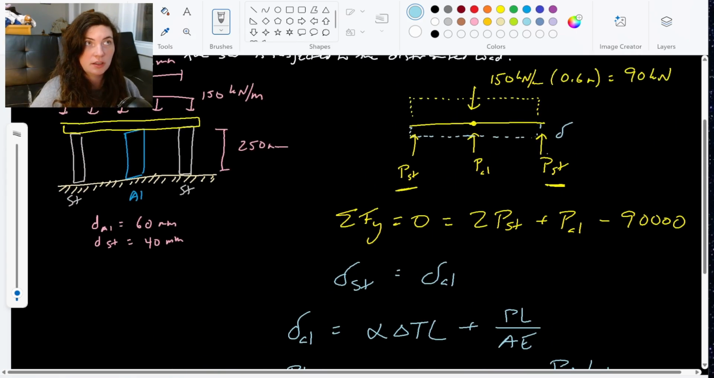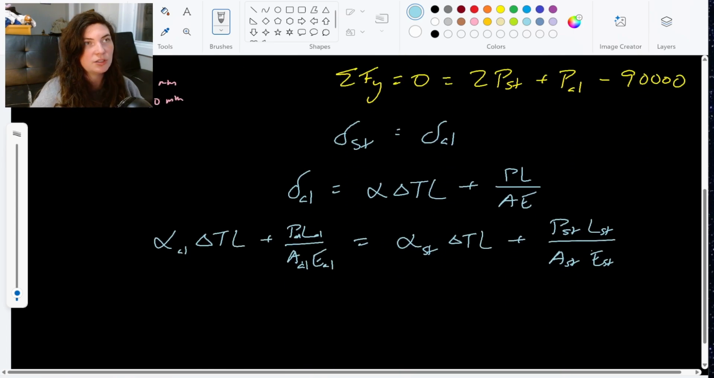So if we do set these all up in one equation, we can actually cancel the length because our posts are exactly the same height. They're all at 250 millimeters. So it doesn't actually matter what the length of these guys are. We can cancel out all of the lengths. It's the same for the aluminum and the steel. But we do need to pull a couple of values so we can get this relationship between our load aluminum and load steel. We're going to need our modulus of elasticity and our thermal expansion coefficient.